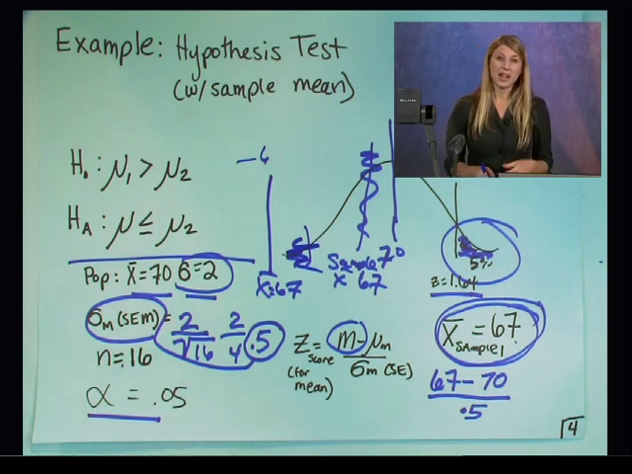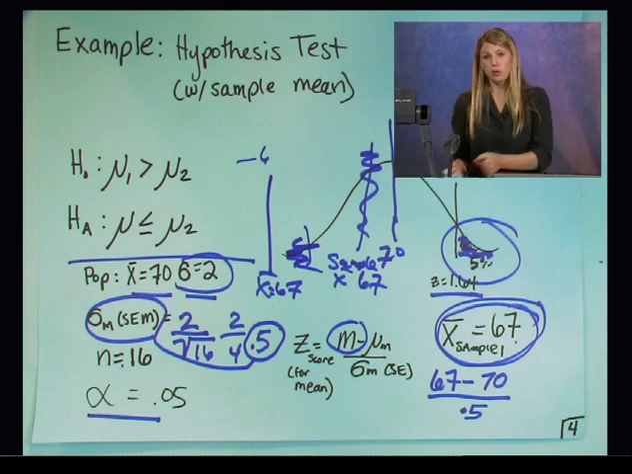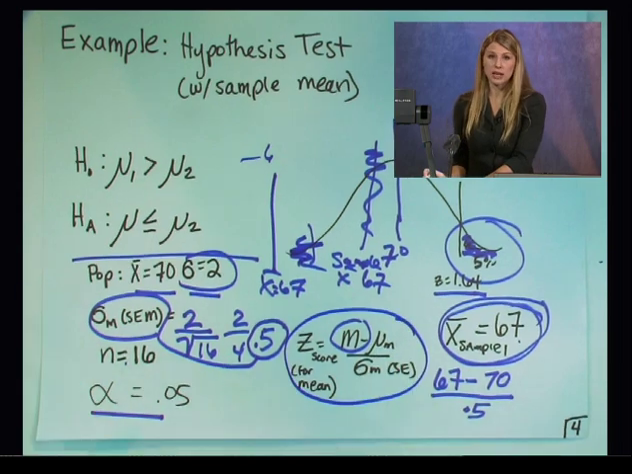If you need to go back to last week's class and practice those steps, go ahead and do that, and then just plug in this Z formula for the mean instead of using a score. Simple enough. All right, so let's move on to confidence intervals.